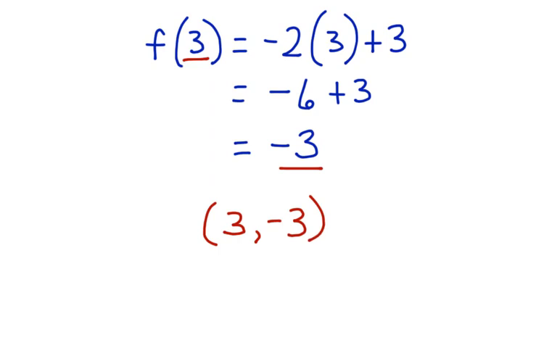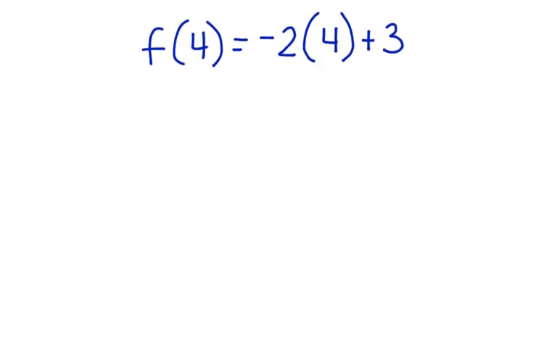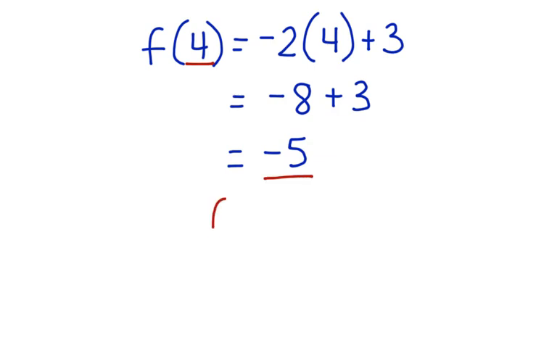Now let's look at finding the function of 4. We have the function of 4 is equal to negative 2 times 4 plus 3. We have negative 8 plus 3 on the right side of the equation, and we end up with negative 5. Once again, we have an x value and a y value, so we end up with the ordered pair 4, negative 5. Now if we were going to graph this function, these three ordered pairs would be solutions for the equation, and we could graph them on the coordinate grid.